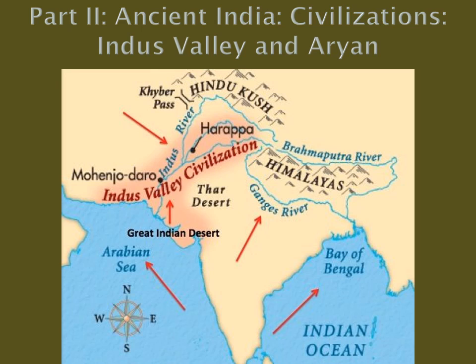Now, from roughly the period 2800 to 1800 BCE, before the Christian era, we have the emergence of the Indus Valley civilization, also known as the Harappan civilization, in northwest India. This was actually a very highly developed civilization, like the civilizations of ancient Egypt and Mesopotamia or Babylon. These are well-known civilizations of the ancient old world.